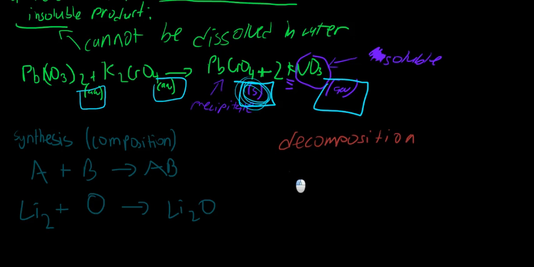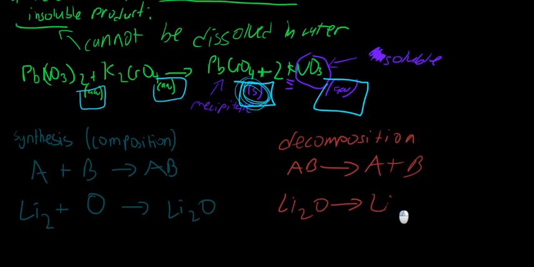And in this case, compound AB is actually decomposing into its two primary components, A and B. So, Li2O in a decomposition reaction would be forming lithium and oxygen, just like this.